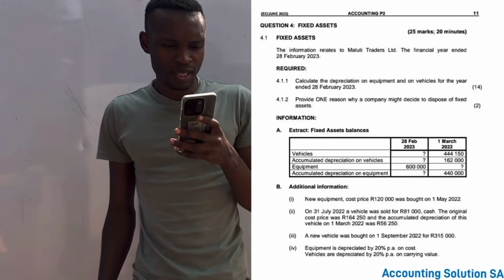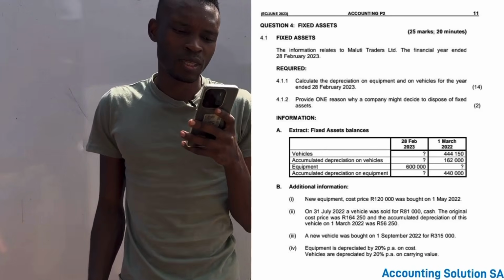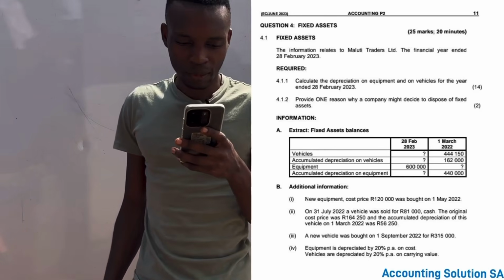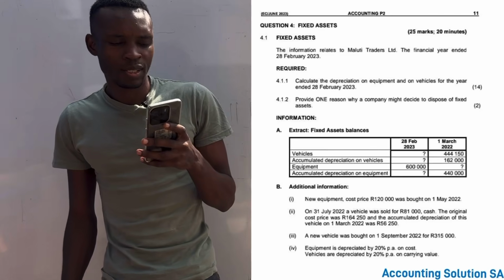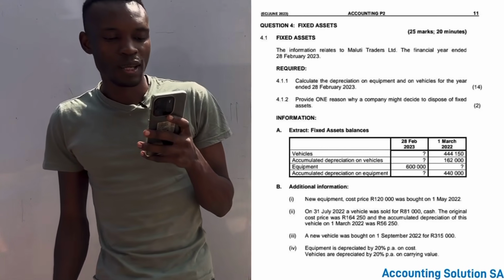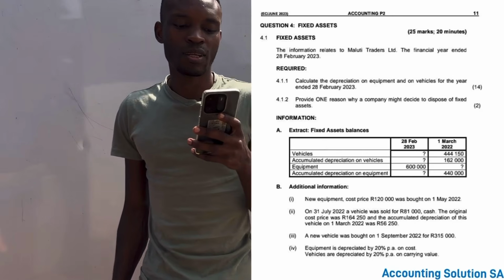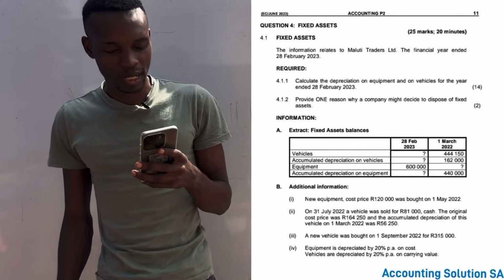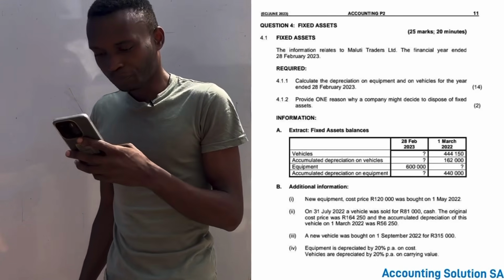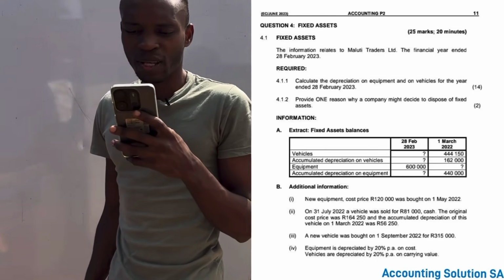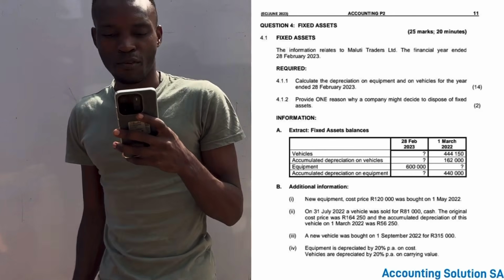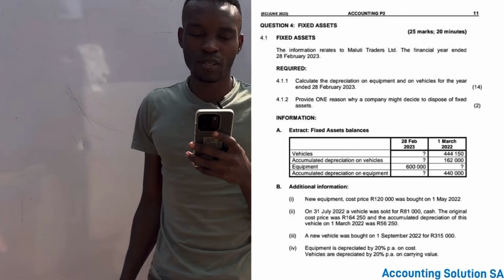So let's read our information. They said, fix the assets. The information related to Maluti Trader Ltd, financial year end 28 February 2023. Required 4.1.1: calculate depreciation on equipment and on vehicle for the year end 28 February 2023. Then they said provide one reason why a company might decide to dispose of fixed assets. 4 marks, 2 marks. Then the first one is 14 marks.